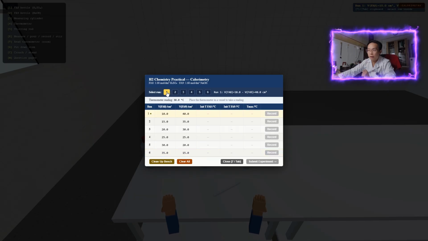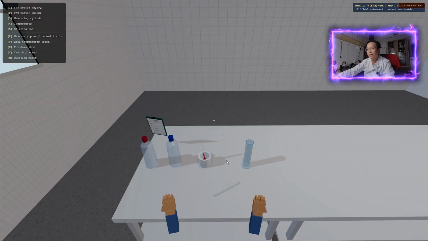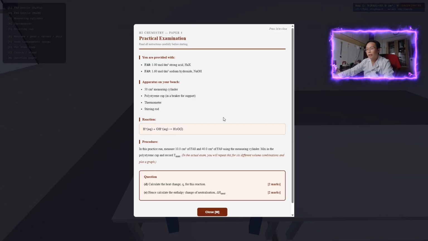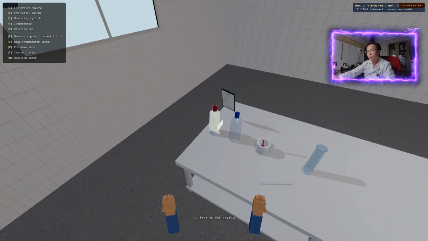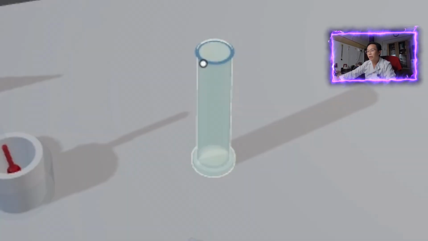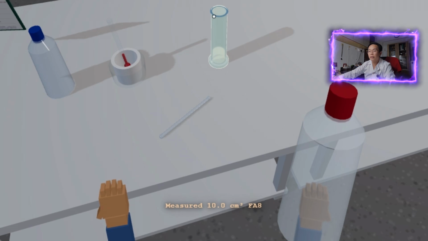I'm going to click right here. Okay, so I'm going to need 10 cm3 of FA8. Now, let's go see. If I take the FA8, you're supposed to mix it in the styrofoam cup. So for me, I think I'll put in the FA8 as my initial solution. I'll measure the initial temperature based on FA8. So let's look for FA8. Probably this one. You can press number 1, you can see it's 10 cm cubed.